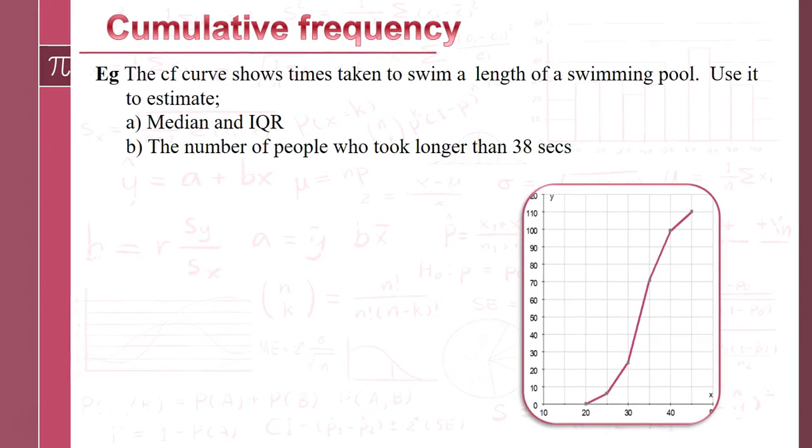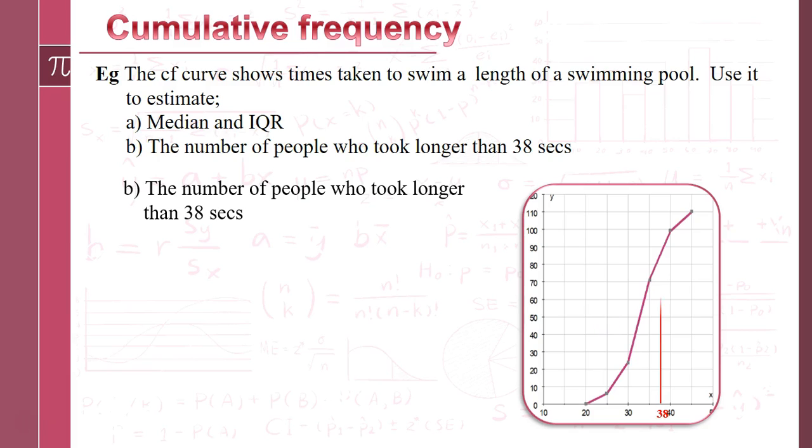On we go. Last kind of question I get. The number of people who took longer than 38 seconds. So I've included this one just because we're reading the graph slightly the other way around. So now we're finding 38 along the bottom axis, up to the line, across we go. That tells us that 88 people took less than 38 seconds. We would want those who took longer, which on a graph is essentially those people up here.